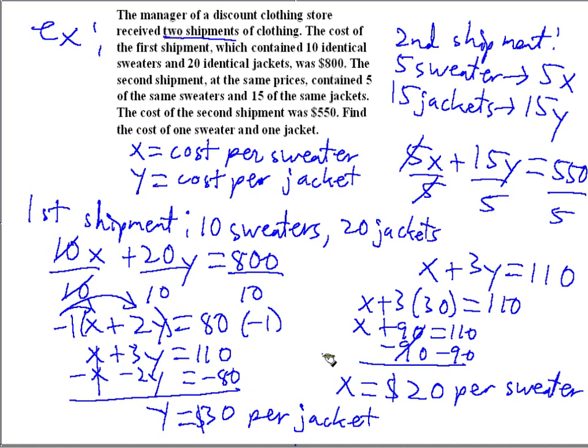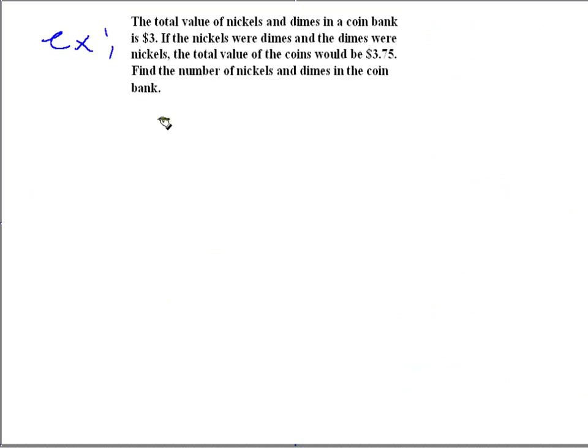Let's put out the screen. Let's look at this problem right here. All right, let's take a look at this problem. The total value of nickels and dimes in a coin bank is $3. If the nickels were dimes and the dimes were nickels, in other words, if I switch the number of nickels and dimes around, then the total value will change.